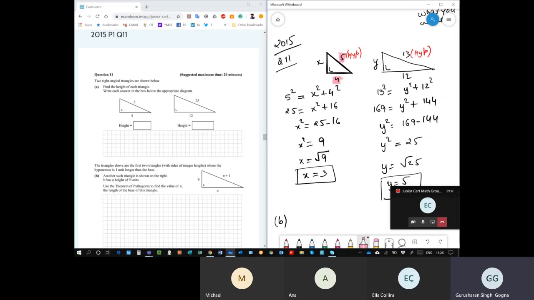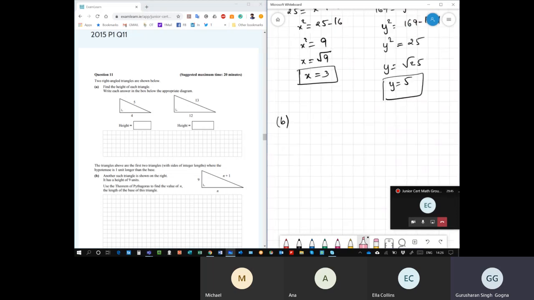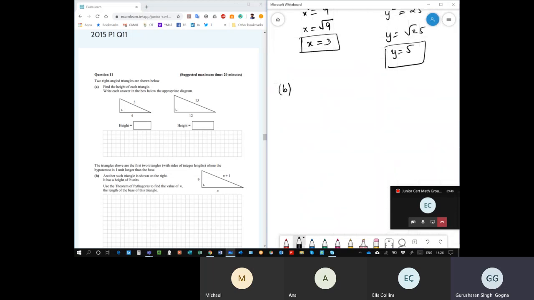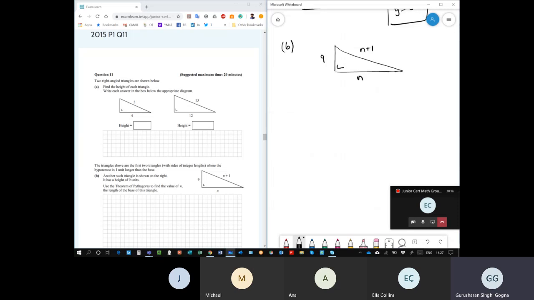Similarly here, what's the base? Base means adjacent. So what's the adjacent side here? 12, and 12 plus 1 is 13, isn't it? So they are saying this is the connection between the base and the hypotenuse. So the hypotenuse is 1 plus adjacent, and based on that, this is n plus 1, this is n, 90 degrees, and this is 9, which is given in your question. You need to find the value of n using the Pythagoras theorem. So again, same logic.